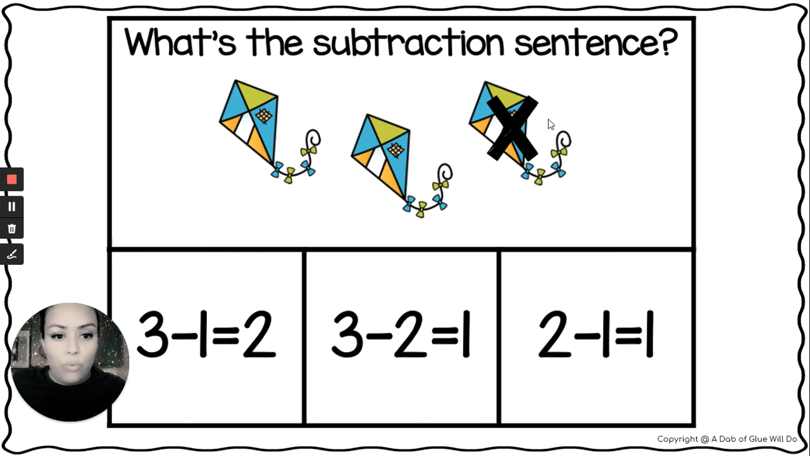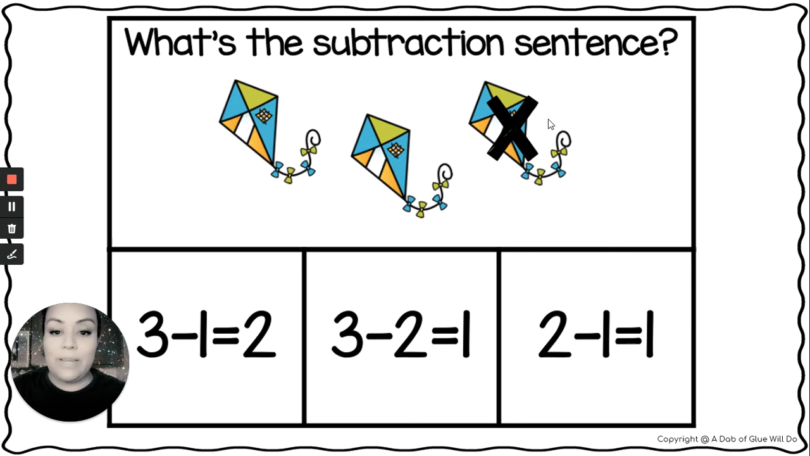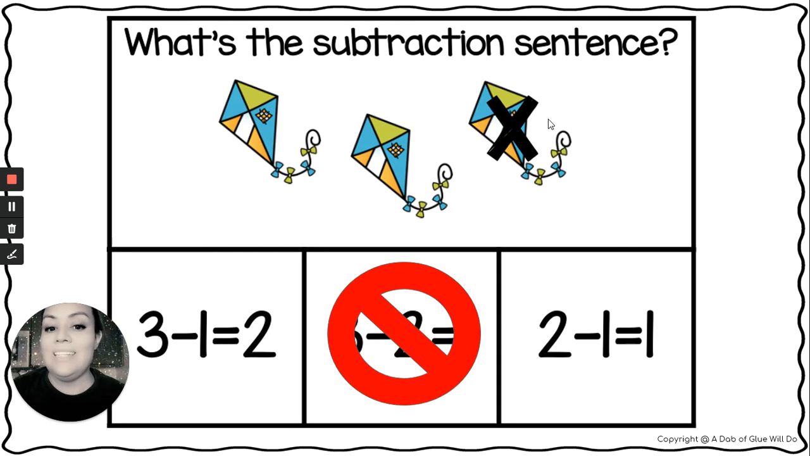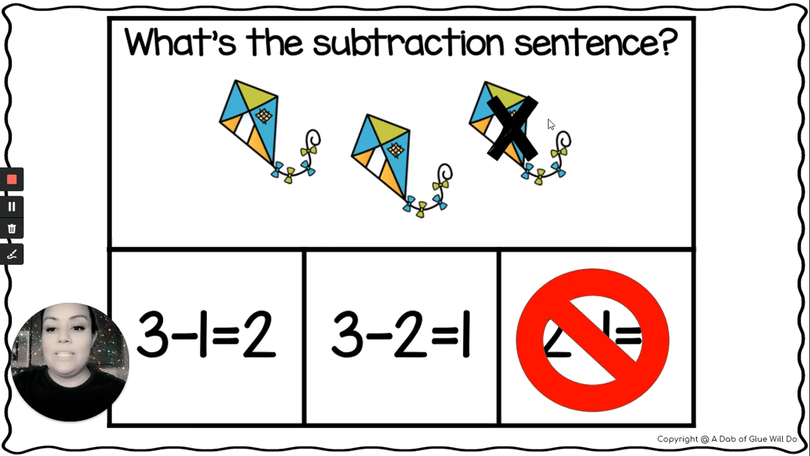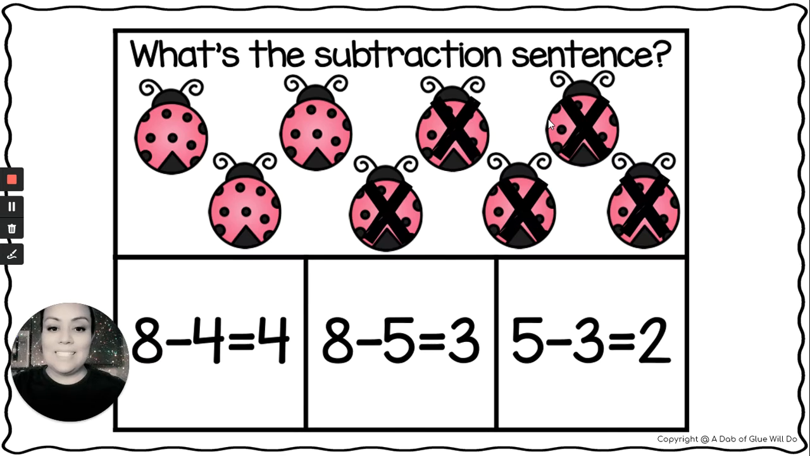Raise your hand when you know which one of these sentences matches that story. That's right. Let's see if you're right. Was it that one? Did you say 3 minus 2 equals 1? No, you didn't, because we did not cross out 2. We only crossed out how many? 1. That's right. Was it 2 minus 1 equals 1? No, because we have 3 and we took away 1. So if you said 3 minus 1 equals 2, then you are 100% correct. Let's go ahead and move on to the next sentence.